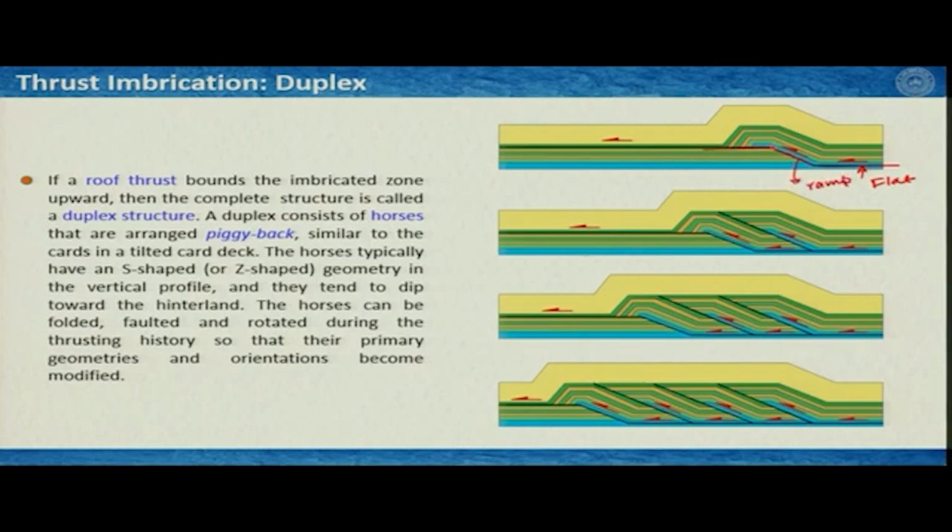And then we have again a flat. Now this is the sole thrust or the floor thrust. And then if we have a significant amount of sedimentary cover at the top, it may not involve the entire sequence. So we can also have a thrust at the roof in the next segment, and this is known as roof thrust. And these individual segments, while doing it, would also produce imbricate thrusts.